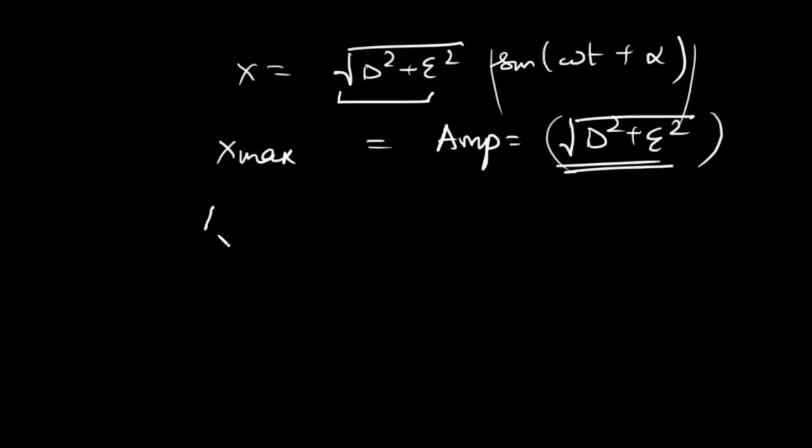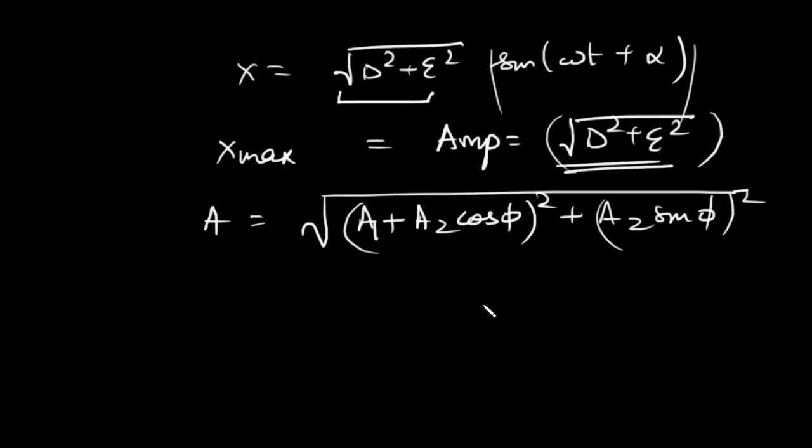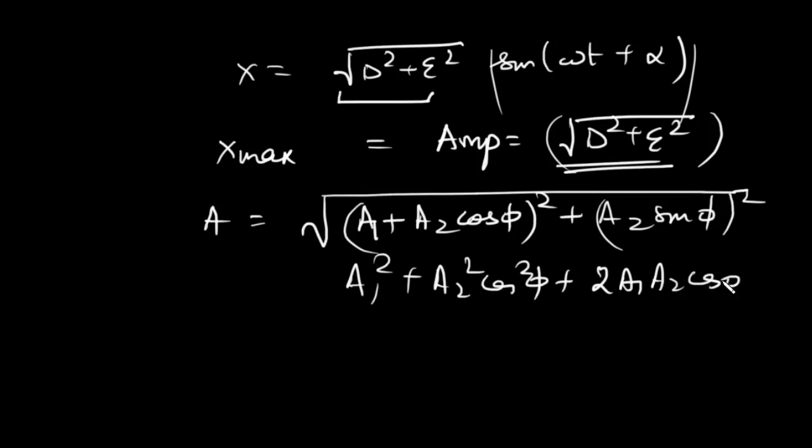Now what was D? D was A1 plus A2 cos phi, whole square, plus what was E? E was A2 sine phi. I think I'm correct in this. Now we just have to square them and sum them. We have A1 square plus A2 square cos square phi plus 2 A1 A2 cos phi plus A2 square sine square phi, right?